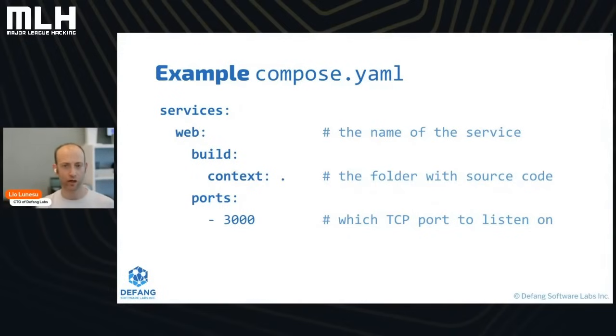So go back to those questions from the previous slide. Where are the sources for my web service? So this compose file tells you it's the current folder. The dot means the current folder. And then the second question, how does this service listen for connections? And that's port 3000 in this case, right? So again, the compose file tells you that my source code expects people to connect in port 3000.